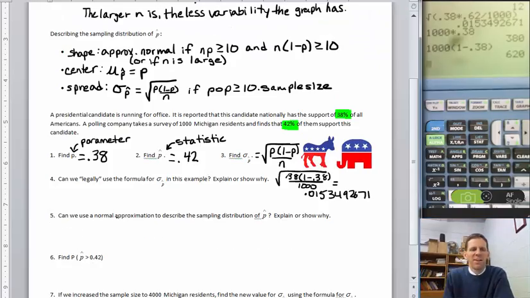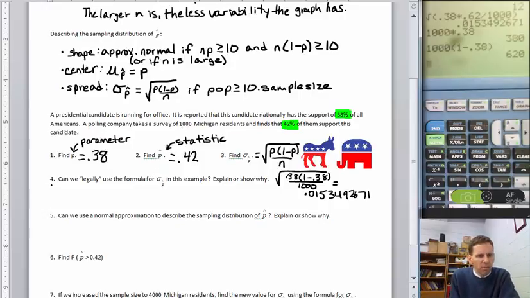0.015349267. In problem 4, can we legally use this formula in our sample? Well, we are allowed to use this formula if the population is at least 10 times the sample size. And in our problem, our sample size is 1,000 Michigan residents. So if the sample is 1,000 Michigan residents, the population is all Michigan residents. So as long as we have at least 10 times this number of people living in Michigan, we're good. Now, I don't know exactly what the population of Michigan is, but I know it's more than 10,000.